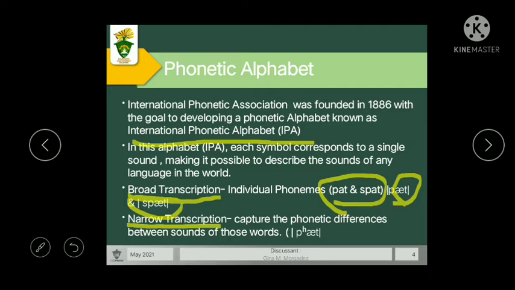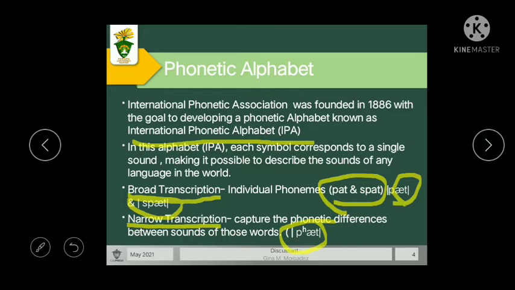In contrast, the narrow transcription would capture the phonetic differences between the sounds in these words, specifically that in pot, the P is aspirated, as indicated by the superscript h, the small h. Therefore, the word pat here can be transcribed with the superscript. Again, broad transcription focuses on individual phonemes, and narrow transcription captures the phonetic differences between sounds of those words.